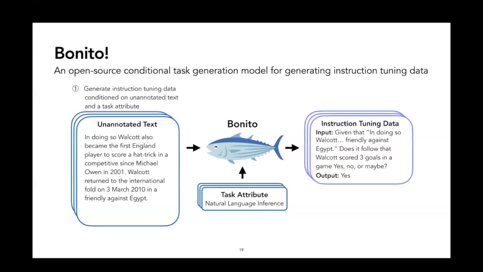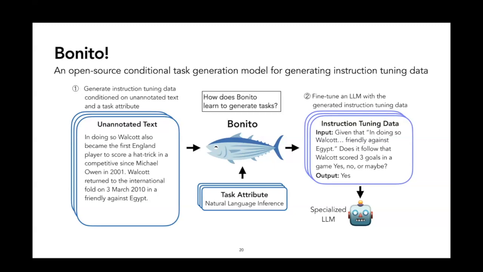And then when you pass the unannotated text and the target attribute to the Bonito model, it will generate instruction response pairs. After generating a sufficient number of instruction response pairs, we get a synthetic dataset from the specialized domain. And then we can use this to train another model to create the specialized LLM. It's so simple.